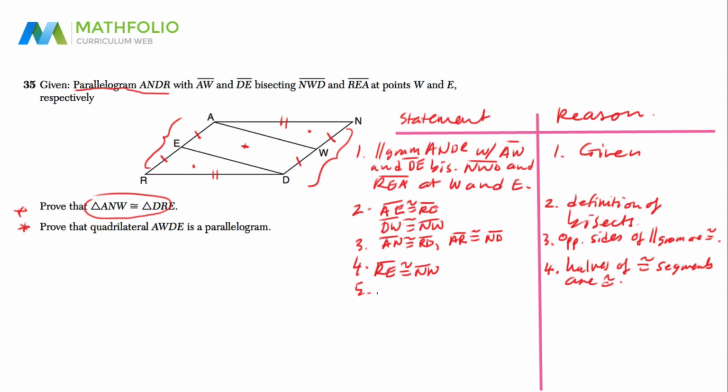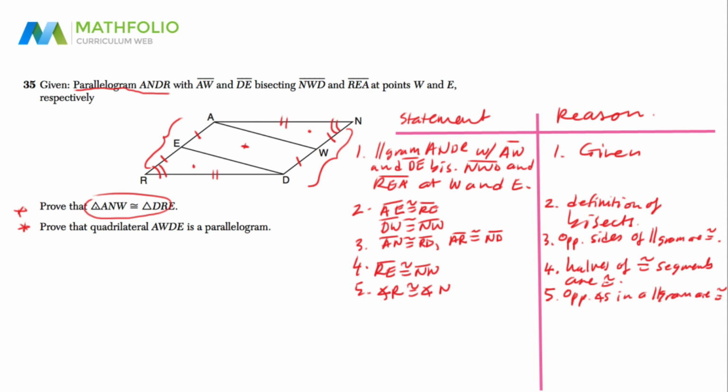Number 5, we can make a point about angle R being congruent to angle N. And the reason for that is opposite angles in a parallelogram are congruent. Opposite angles in a parallelogram are congruent. And so that's this here equals this here.